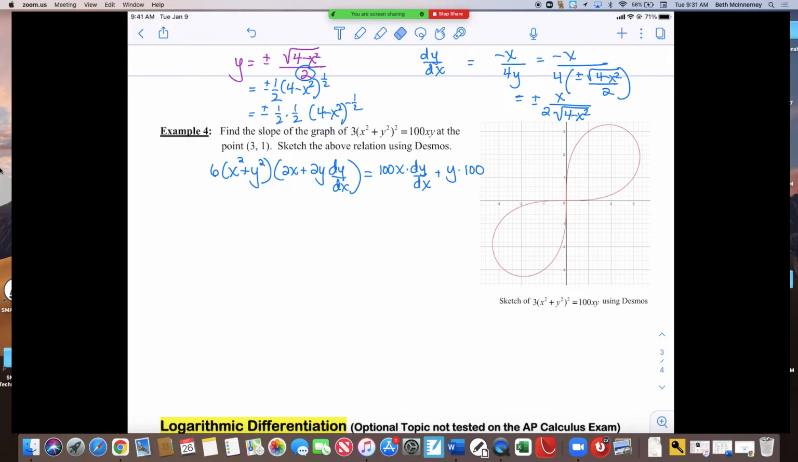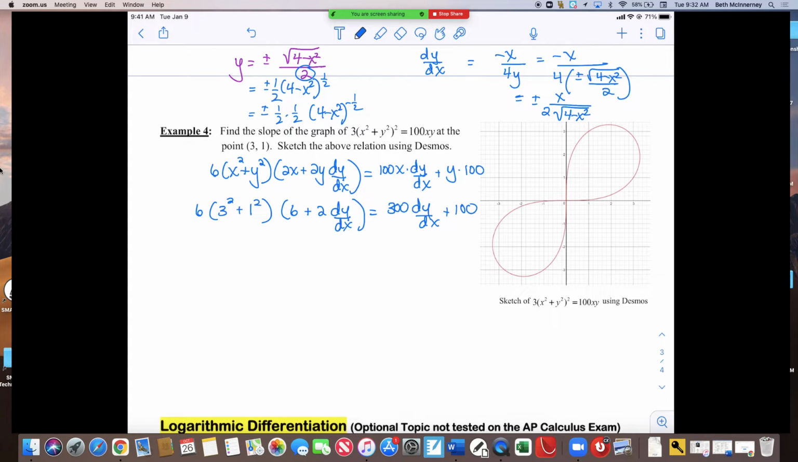x is 3. Yeah, we're going to plug in right away. And so you'll get 3 squared plus 1 squared. That would be 6 plus 2 dy/dx equals, wouldn't that be 300 dy/dx plus 100? Now, all I need to do is solve for dy/dx, and that's not nearly as bad as trying to multiply all that stuff out.